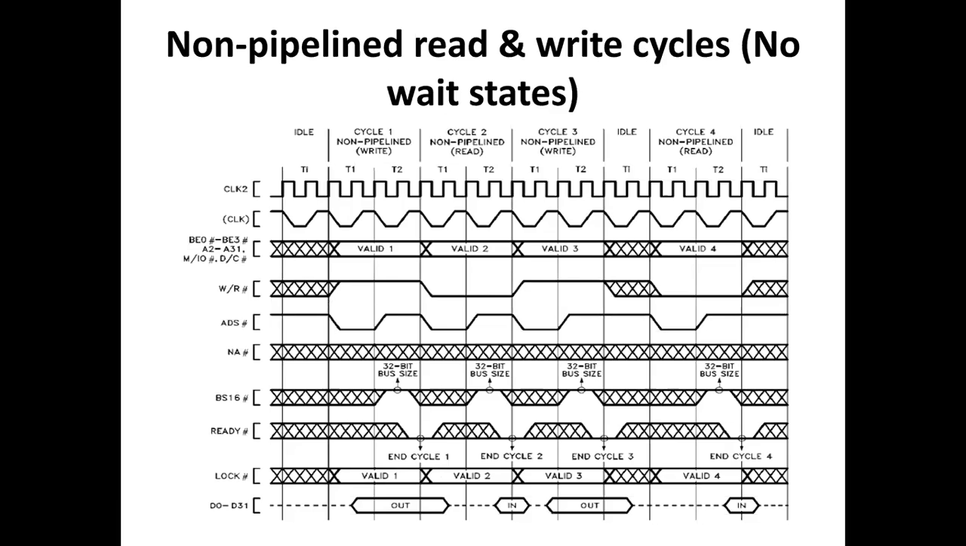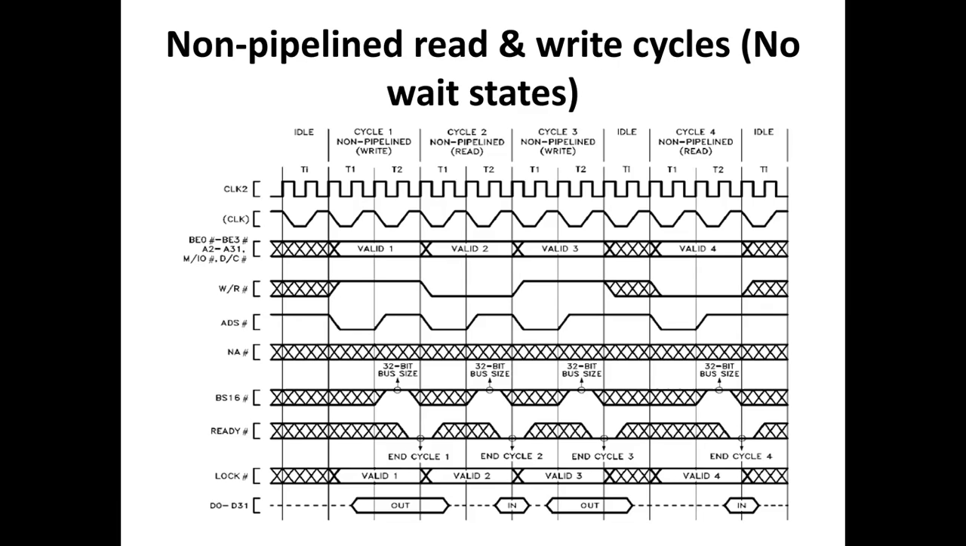A non-pipeline read and write cycle with no wait state. As shown in the figure, there is a clock, CLK2, which is multiplied by 2, and a clock signal is here. The BE0 to BE3 signals are there, which use the access of address lines A2 to A31, and the memory or IO, data or control signals are there. During cycle one, it is valid. Idle time is shown in the figure, whereas cycle two, non-pipeline, is the read cycle, which is also valid.